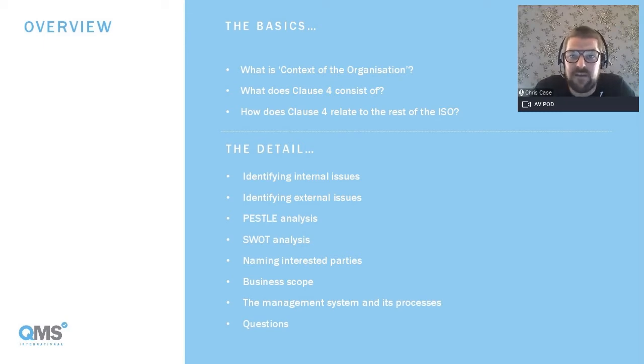We'll be looking at internal issues as well as external issues. We'll be looking at two really good tools that you can use, which are the SWOT and the PESTLE analysis. They're really great tools to help identify any external or internal issues that you may have. We're going to look into the scope of your organization, the management system and its processes, and then we'll get to the questions at the end.